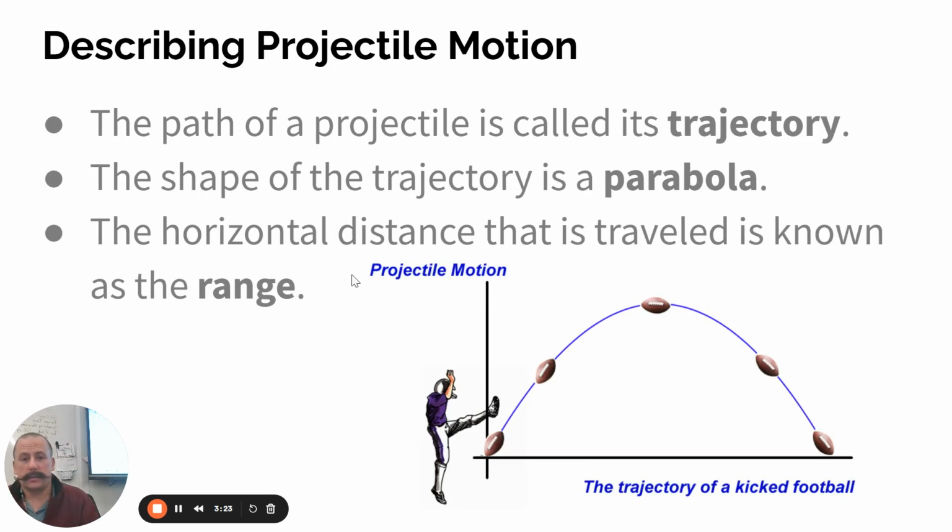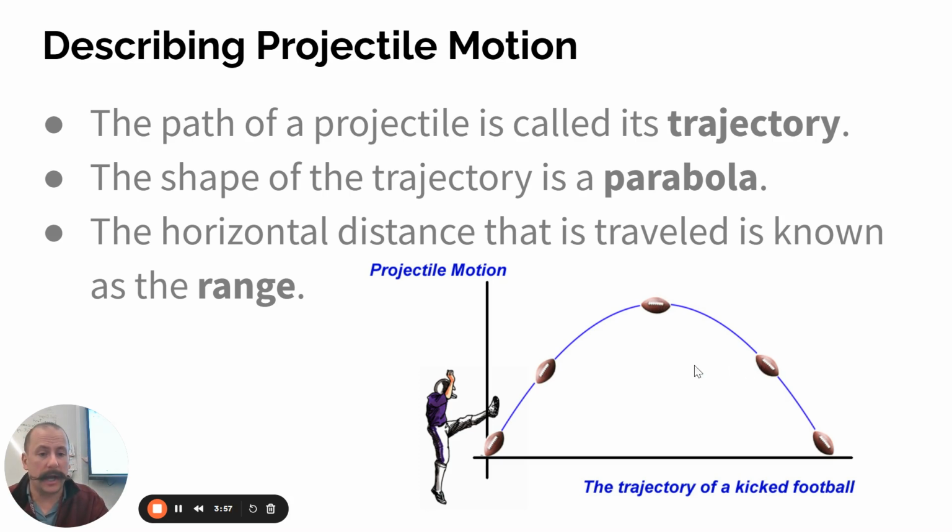So, some key terms to be familiar with: the path a projectile travels through the air is known as its trajectory. If I see an object that's flying, this blue line right here would be what's called its trajectory, the path it takes throughout the air. The shape of the trajectory is a mathematical term. It is in the shape of a parabola. What that means is it mirrors itself on the vertex, the point where it is the highest.